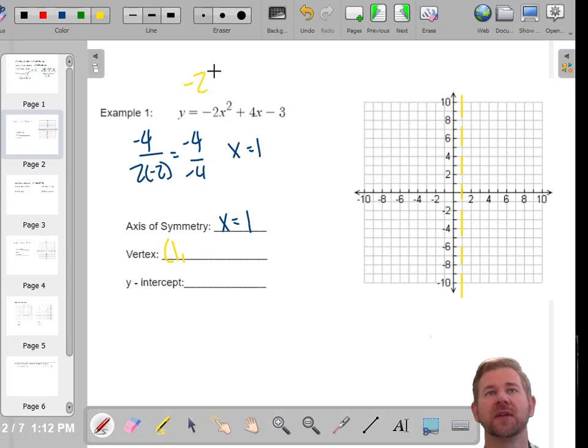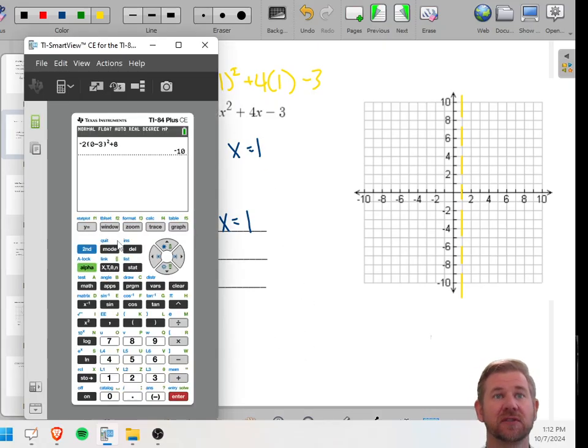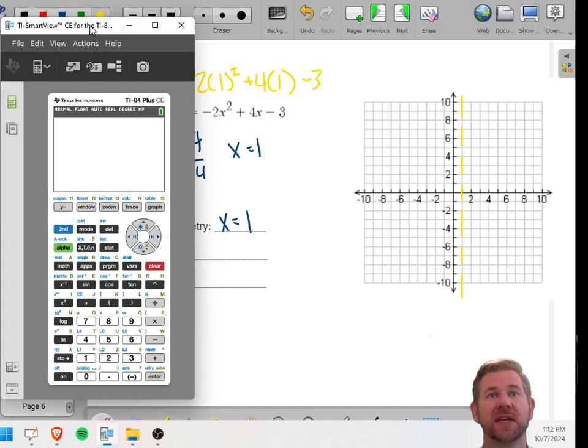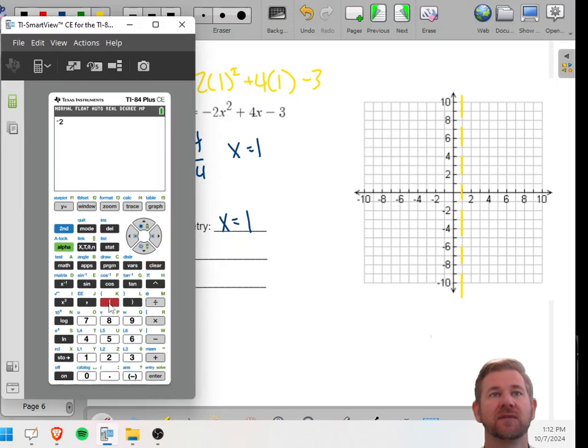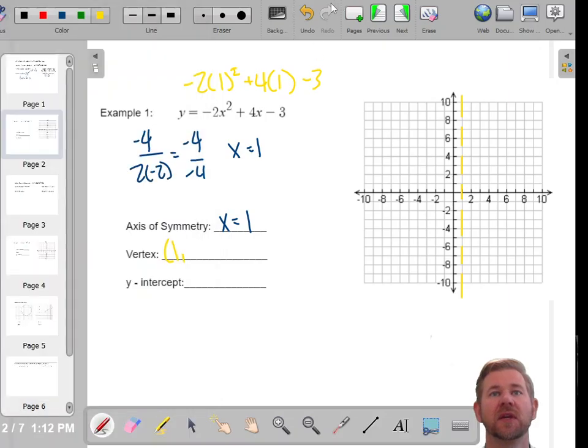So to find the y-coordinate, I'm going to plug in 1. And I'm going to write down anything that I type into my calculator, and I will show you how to do this on your calculator just to make sure you understand how to use your tools. Negative 2 times 1 squared, that's not 1, 1 squared plus 4 times 1 minus 3 is negative 1. So when you plug in 1, you get negative 1. And that tells you the y-coordinate of the vertex is negative 1.